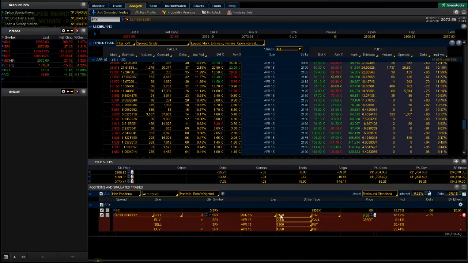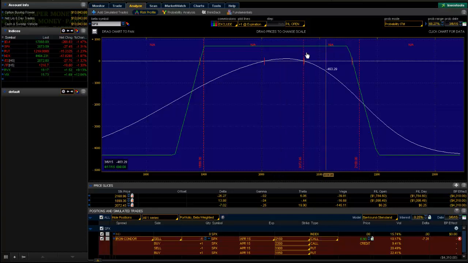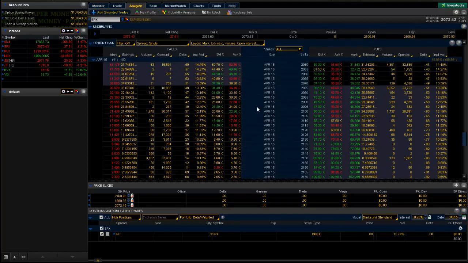So again, it's a call credit spread. The short is closer than the long, and a put credit spread where the short at 1900 is closer to the market than the long. And that creates this profile of an iron condor. Now, this is a high probability iron condor because you've got this area from essentially 1890 to 2150 in which it will stay profitable. And what is a butterfly trade? Well, it is just where you place these option strikes.